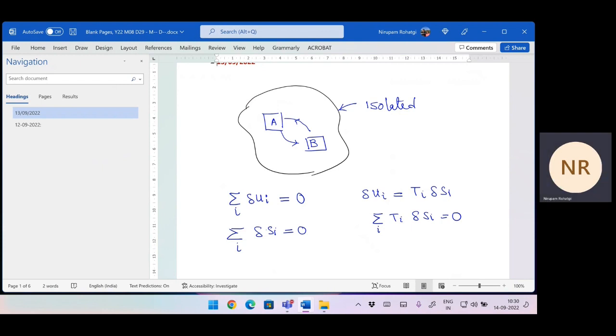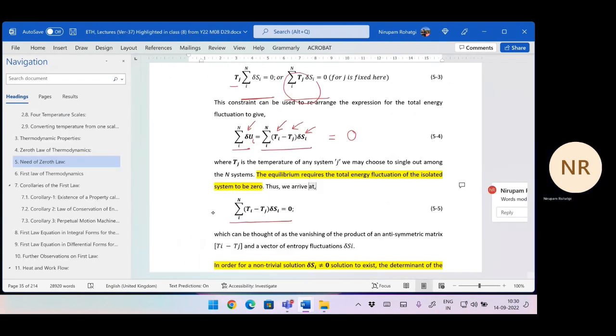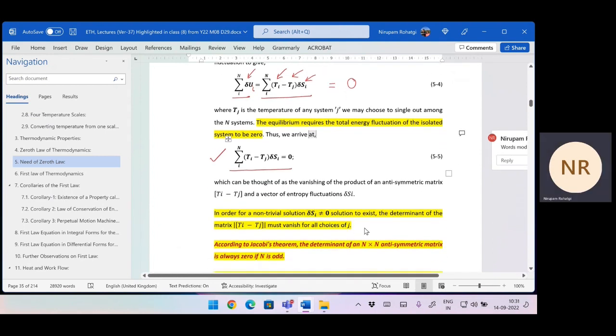And when you multiply this equation by Tj, you can also write Ti Tj delta Si should be equal to 0, because Tj is here constant. So using this equation, you can multiply by a constant, and sum of all these equations, you can get this equation. Okay. Now, what does this mean, this equation?